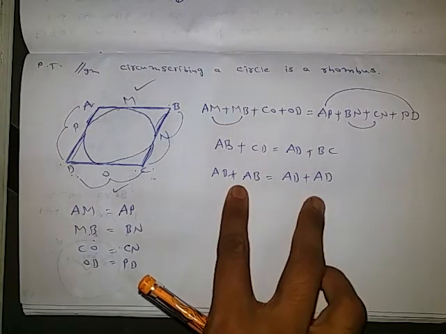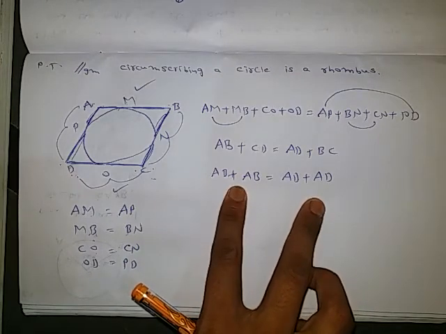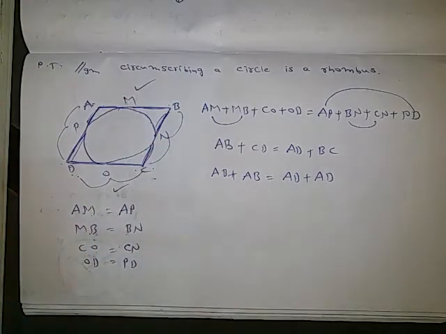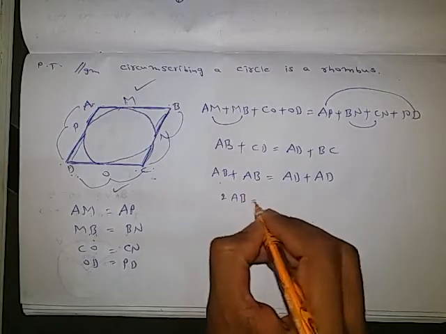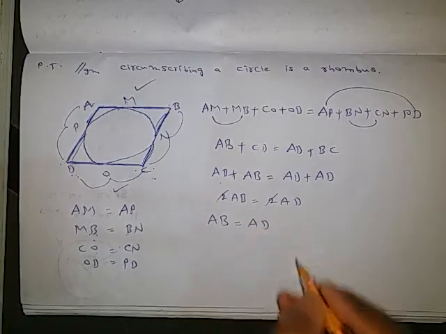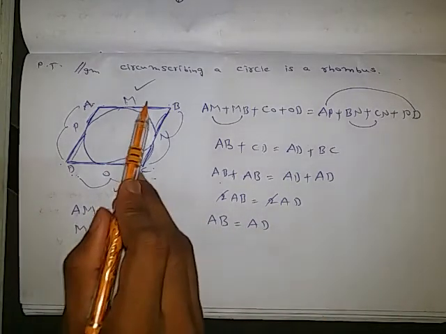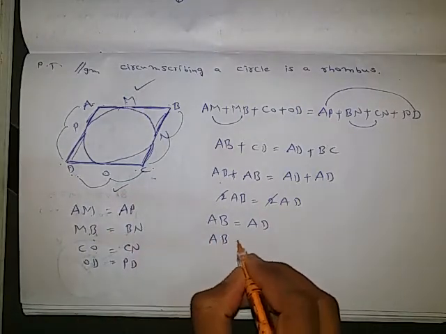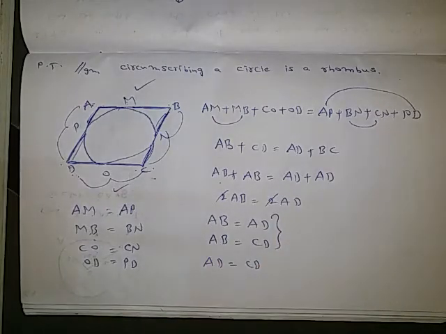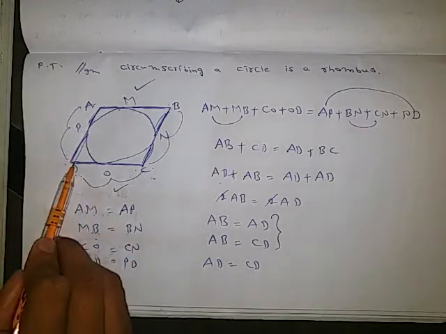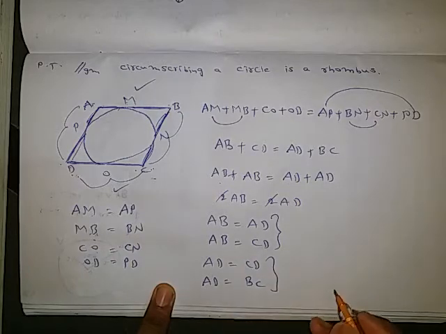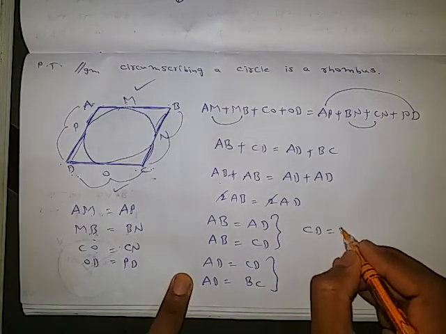Why we are writing like this means, we know clearly that opposite sides are equal in a parallelogram. So AB is exactly equal to CD. AD is equal to BC. AB plus AB, 2AB. AD plus AD, 2AD. 2 cancel. So we remain with AB is equal to AD. But we know that AB is equal to CD because it is a parallelogram. Now from these two we can say that AD is equal to CD. Next, AD is equal to BC because it is a parallelogram. Now from these two we can conclude CD is equal to BC.